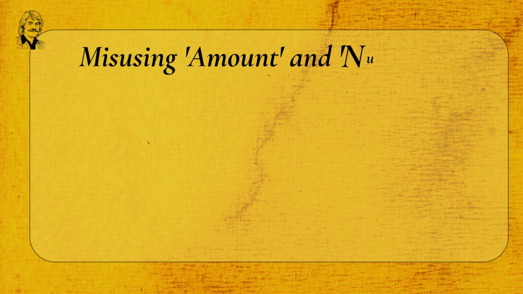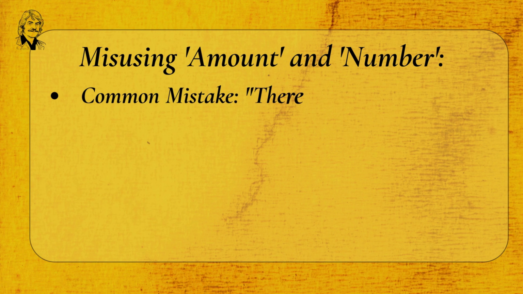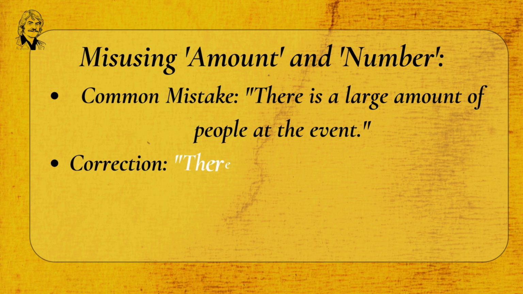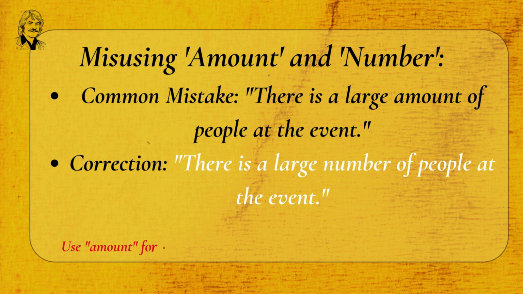Misusing amount and number. Common mistake: There is a large amount of people at the event. Correction: There is a large number of people at the event. Use amount for uncountable nouns and number for countable nouns.